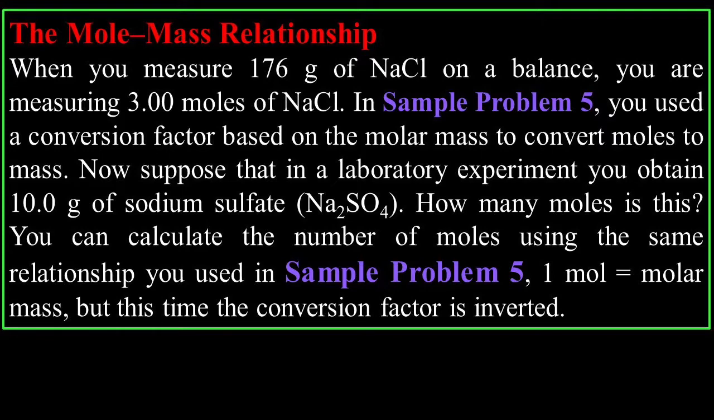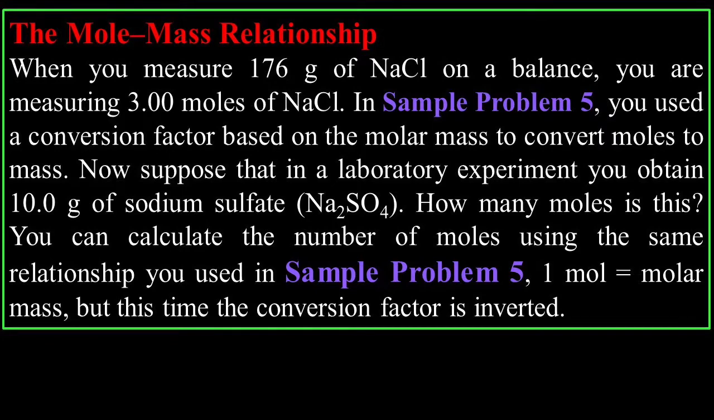In sample problem 5, you used a conversion factor based on the molar mass to convert moles to mass. Now suppose that in a laboratory experiment you obtain 10 grams of sodium sulfate, Na2SO4. How many moles is this? You can calculate the number of moles using the same relationship you used in sample problem 5. 1 mole equals molar mass. But this time, the conversion factor is inverted. In other words, I'm going to flip it.